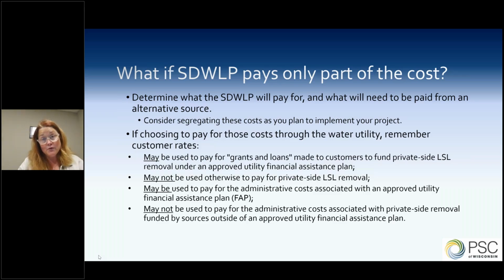So consider thinking about the way your buckets of money are being allocated. Remember, regulated customer revenue may be used for those grants and loans coming directly from the utility to pay for private side. It may not be used otherwise to finance lead service line removal. It may be used for administrative costs for the utility to administer its approved financial assistance program. So that is the grants and loans coming from the utility comprised of regulated customer revenue. And you can put administrative costs in there, but it may not be used for all the administrative costs associated with private side removals through that financial assistance plan. As we've talked about, you may look at some of that one-time money and cash on hand for some of these costs, and we're looking at below the line accounting, but that will become an issue during the rate case to determine the revenue requirement going forward.